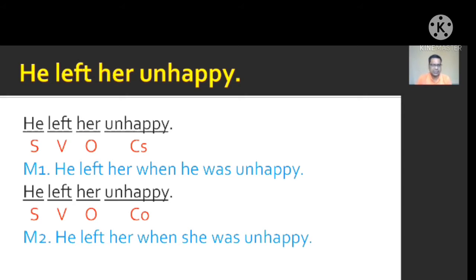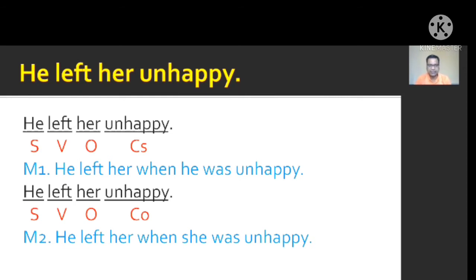He, as I said, third person, singular number, functioning as subject of the sentence. Left, V2, functioning as verb. Her, functioning as object. Unhappy, this is a complement, but in this case, I am calling it complement to subject. So who is unhappy in the first case? The subject, he is unhappy.